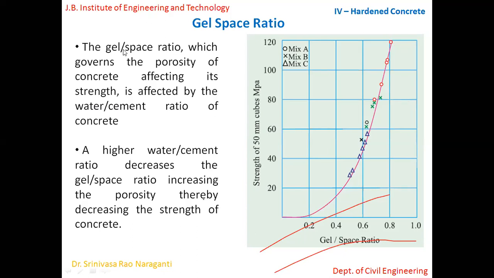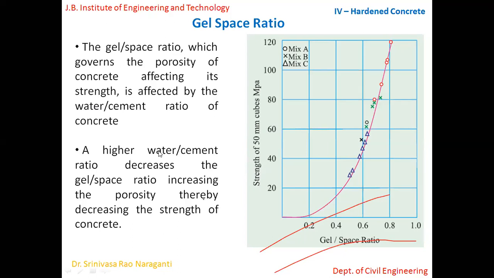Again, what we are saying here is there is a relation between the gel space ratio and water cement ratio as well, because both are connected to the strength of the concrete. Let us see how it is. So, for example, say you have more of water cement ratio. That means I have more of water, less of cement.